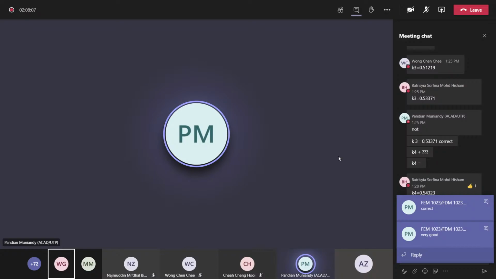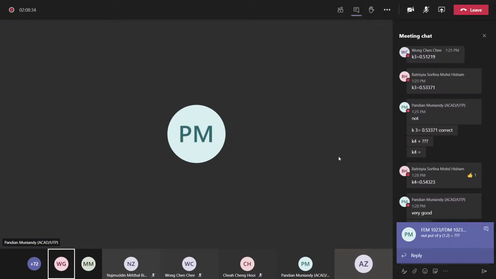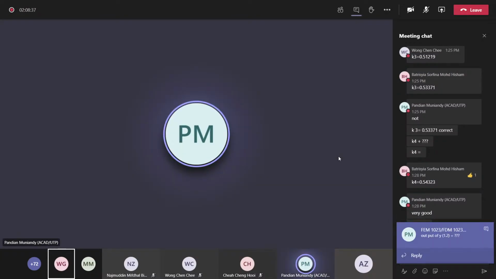So now you have K1, K2, K3, K4. So you calculate the output of Y at 1.2, which equals 1.05119 plus 0.1 over 6, in the bracket: 0.52322 plus 2 multiplied by 0.53346 plus 2 multiplied by 0.53371 plus 0.54323.